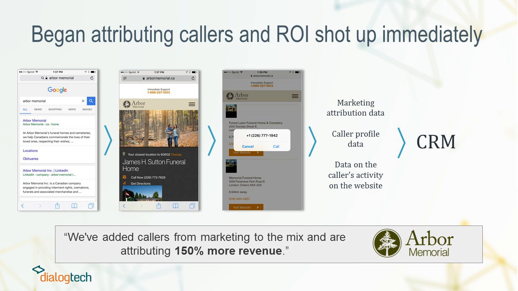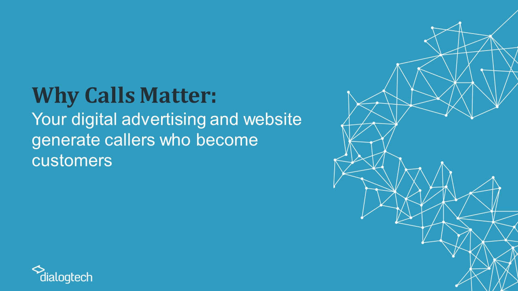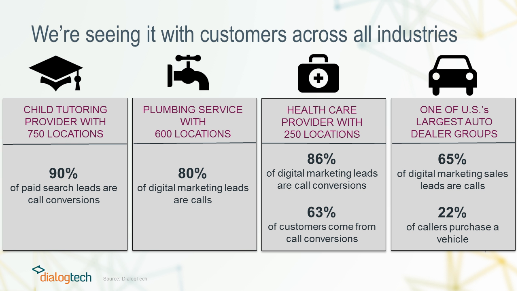As you can see from the quote, once they added callers to their marketing mix, they were able to attribute 150% more revenue, not just conversions, but actual revenue, and tie that directly to their marketing. And that is not by doing any kind of optimization based on that data. That is just by getting credit and proof for the conversions you're driving already. That's a lot about what we're going to be talking about today, the attribution piece as well as the optimization piece. So I do want to present a couple slides and some data about why calls are so important to digital marketing and to your website ROI.